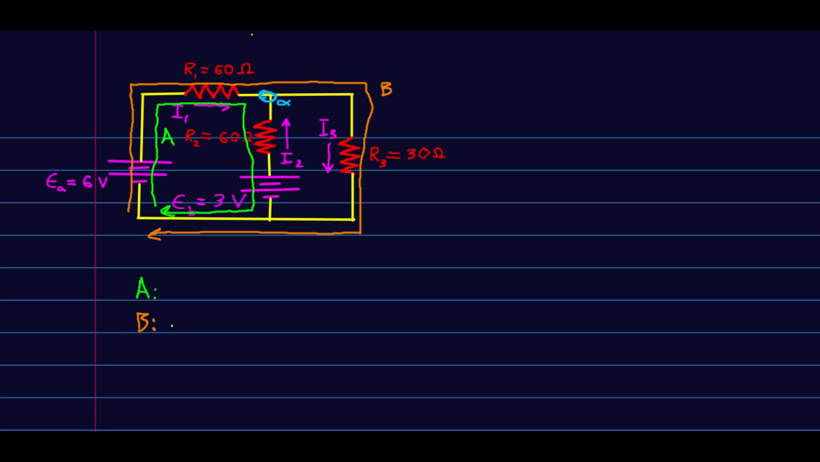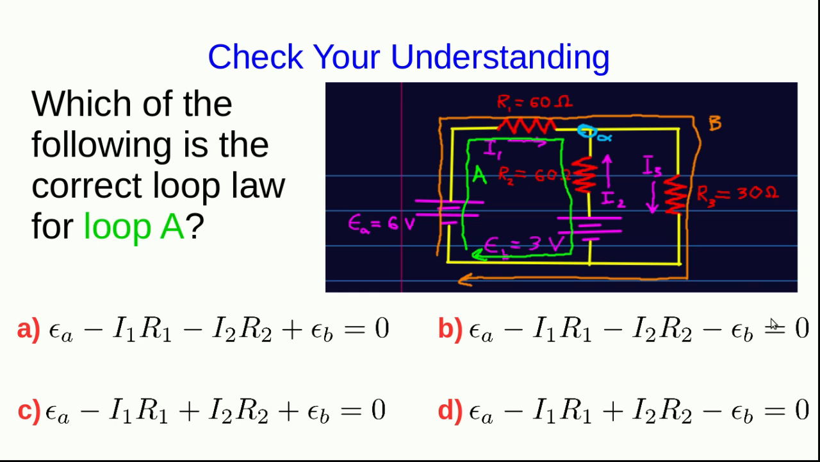Now it's time to write our loop laws, and I'm going to write the law for loop B first. I start here, I go up through the battery, which is a potential rise because I'm going from the negative terminal to the positive. Then I go through resistor 1 with the current, and so I see a potential drop. And then I go through resistor 3 also with the current, and so I see another potential drop, and there is that loop law. Well, I'm both mean and lazy, so I'm not going to write the loop law for loop A. You are. So pick which of these is the correct one.